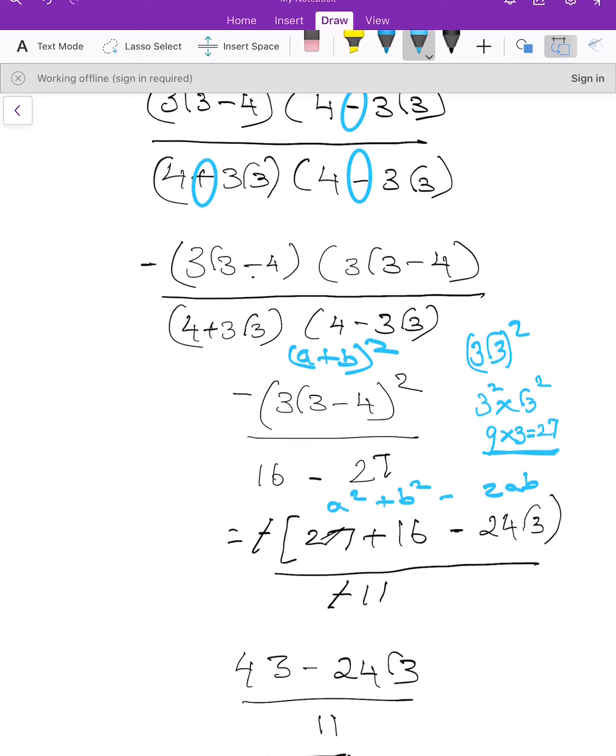And 2ab is 2 multiplied by 3 root 3, multiplied by 4. I'll write it for your convenience here: 2 into 3 root 3 into 4. So 2 into 3 is 6, 6 4s are 24. So 24 root 3. This is how I got my 24 root 3. Now I'll do 27 plus 16 is 43, and minus 24 root 3. This minus and this minus cancel. This is my answer. This is very simple. We just have to know the basic calculation which we have studied in our lower classes.